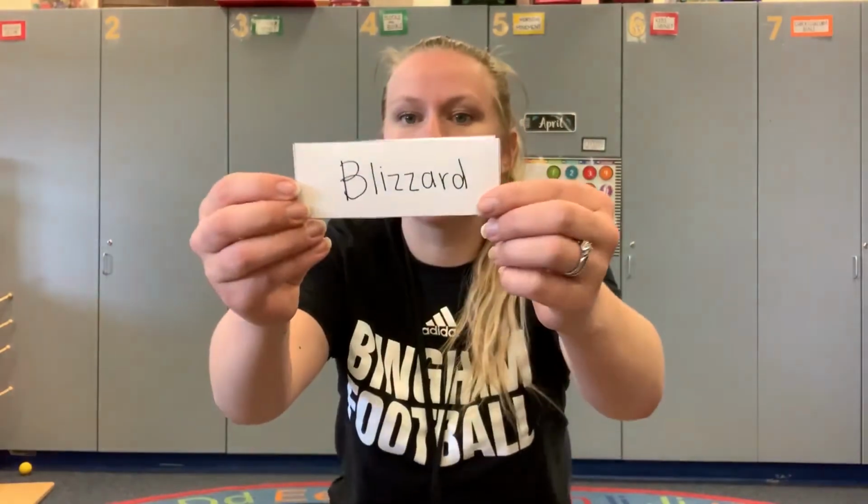Our next word is blizzard. Blizzard is like the opposite of flurries. Blizzard is a very, very big snowstorm. That's when it snows so much snow that the snow piles up on the ground and the wind is blowing and the snow is falling and it's white and blizzarding everywhere.